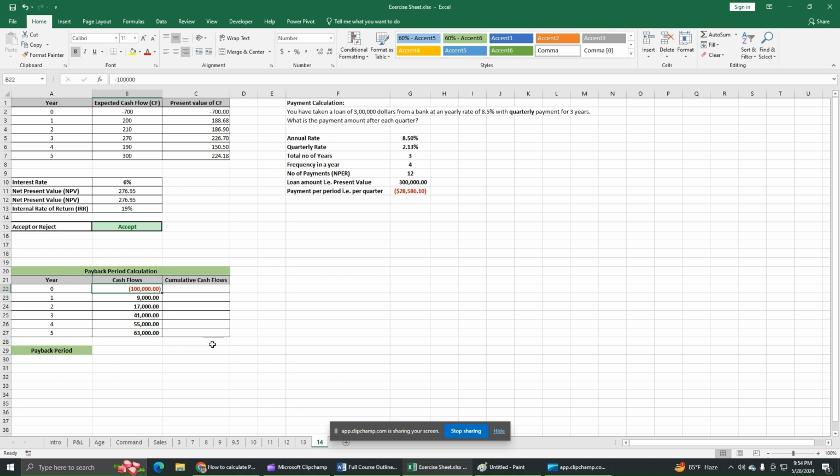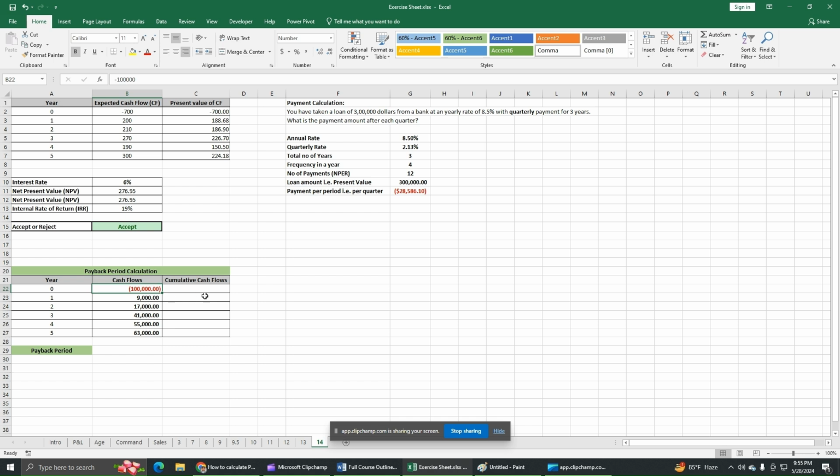So payback period shows us how much time we need to cover this amount only. Definitely, if the business continues, it will cover this and earn profit eventually, but we don't want to calculate that time. We want to calculate just the time we needed to cover this amount of money.